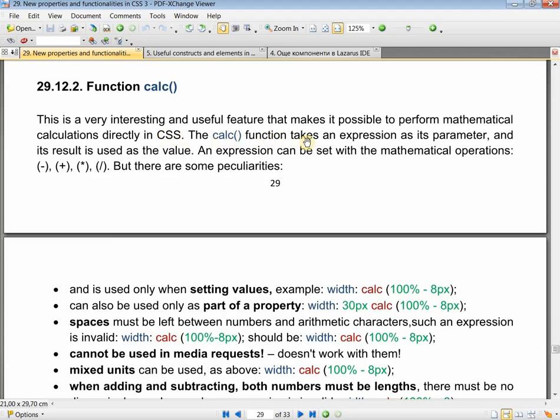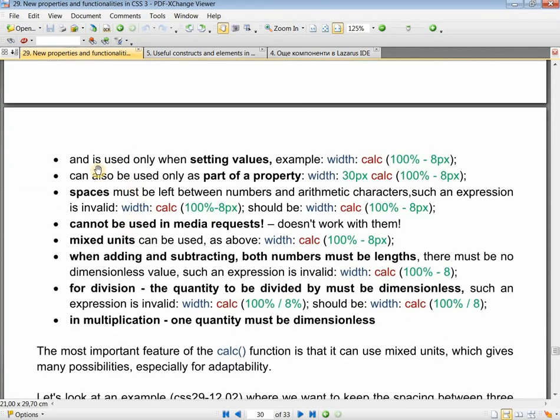The calc function takes a single expression as its parameter, and uses its result as its value. You can specify an expression with mathematical operations: plus, minus, multiplication, division, but there are some peculiarities, which are as follows. First, it is only used when specifying values, for example, like this for width. Second, it can also be used as part of setting some properties.